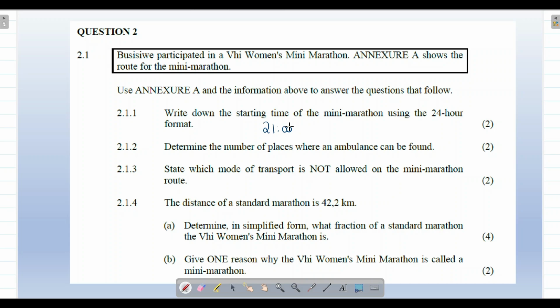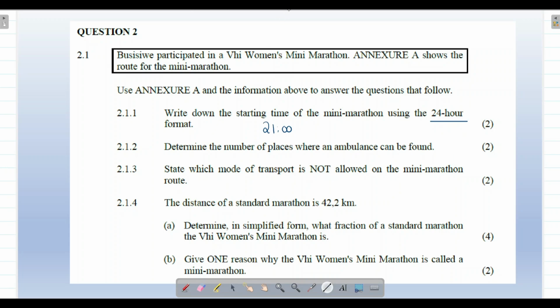If it's 1 o'clock, it's 1300 hours. If it's 2 o'clock in the afternoon, it's 1400 hours. If it's 3 o'clock in the afternoon, it's 1500 hours. If it's 4 o'clock in the afternoon, it's 1600 hours. If it's 5 o'clock, 1700 hours, and so on and so forth, because we are using the 24-hour format.